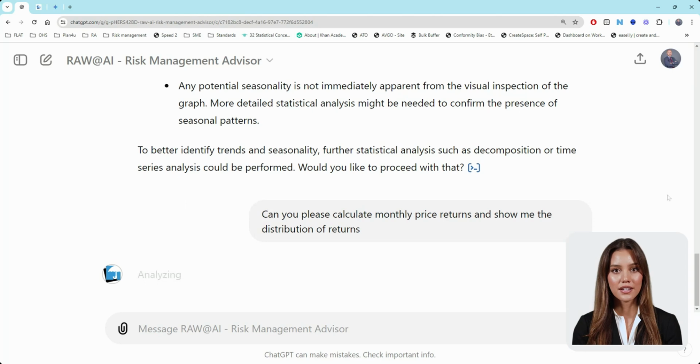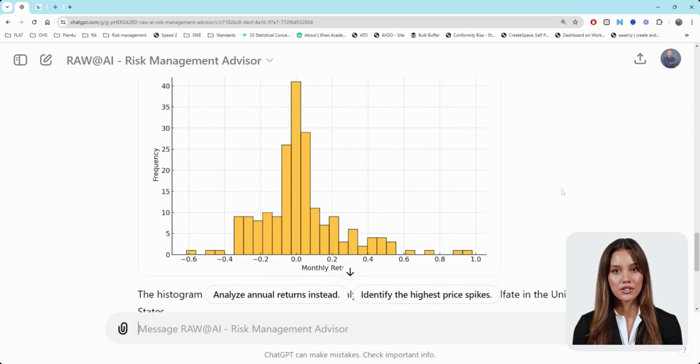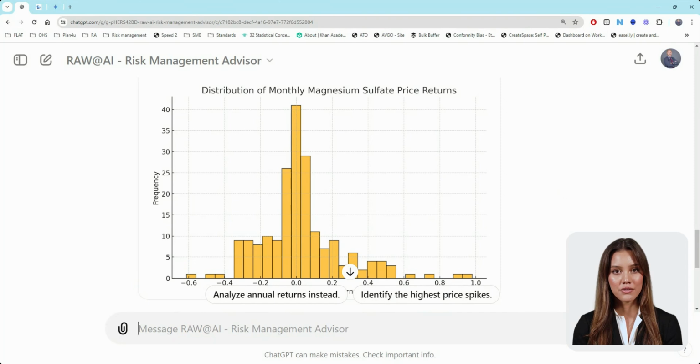Let's see what it does. And just like with a human, this was lightning fast. I mean, too fast because I wanted to share an important message. Just like a human risk analyst, you really don't know where it will break.